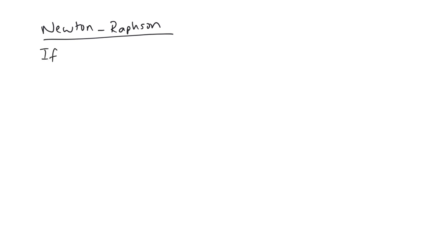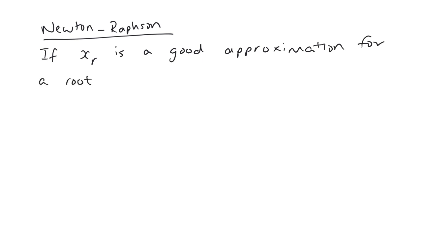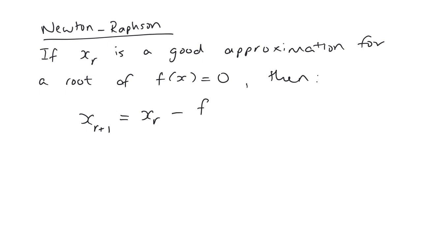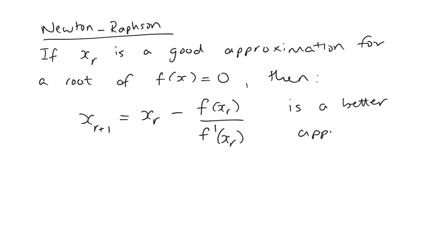So it states that if x_r is a good approximation for a root of f of x equals 0, then x_(r+1), which equals x_r minus f of x_r over the differential of f of x_r, gives a better approximation. Okay, so this would be like part 2 of the question.